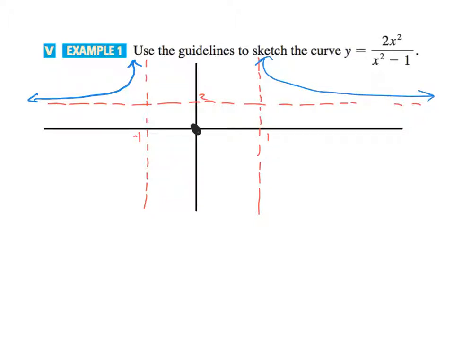And then from -1 to 1, it was increasing from -1 to 0 and decreasing from 0 to 1, but it was concave downward over that entire interval. So that means it's going to look something like that. And that's what the sketch of that curve looks like.